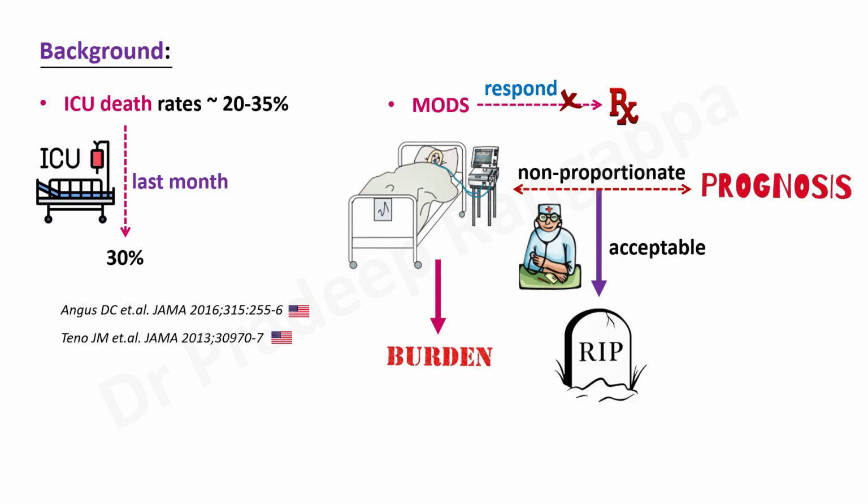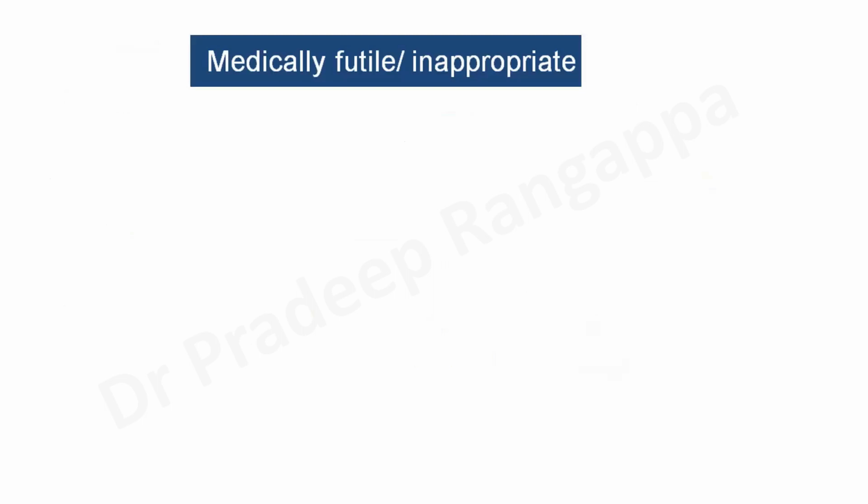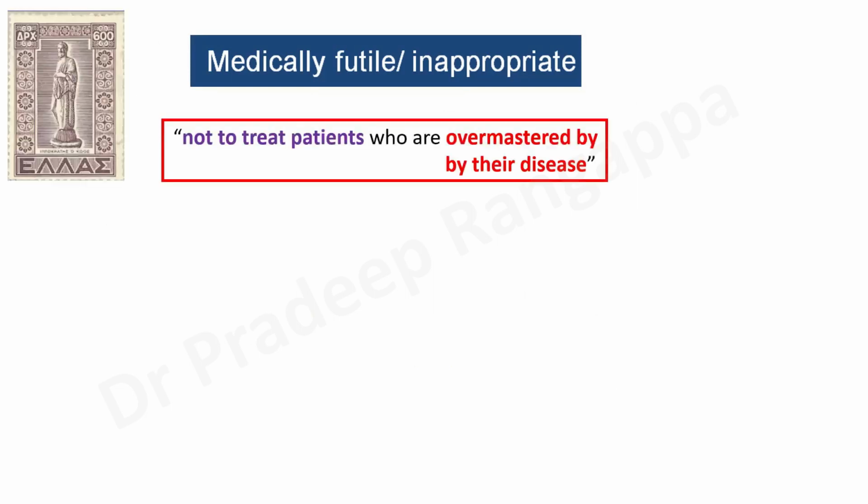So the intent should be to lessen the burden and facilitate a peaceful death. This is something important for intensivists, that there are definitive conditions where we know that whatever treatment we are giving, it is going to be futile and inappropriate. Way back, many centuries back, Aristotle had mentioned this: not to treat patients who are overmastered by their disease. This was mentioned by the Greek Aristotle, that one should not be treating where the disease is too overwhelming and one knows for sure that certain death is inevitable.